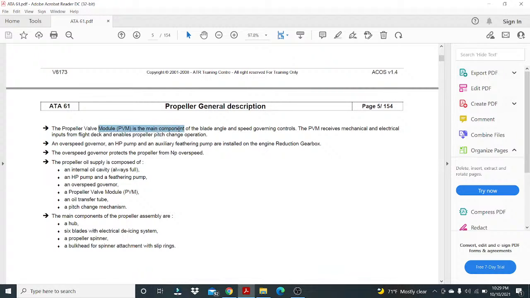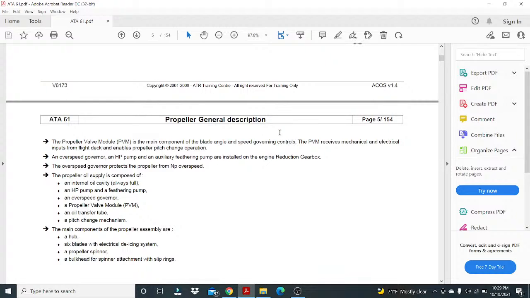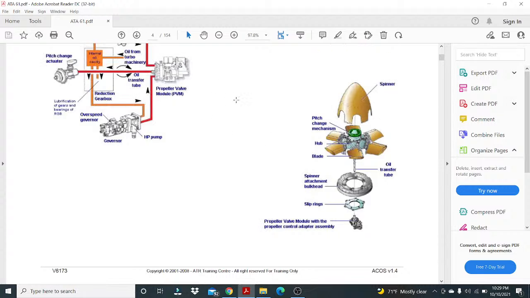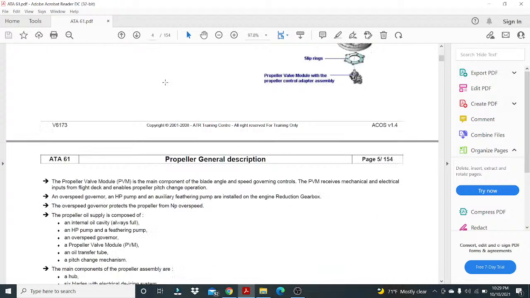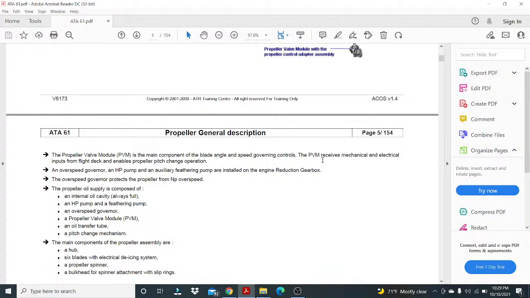The propeller valve module is the main component of the blade angle and speed governing control. So this is the PVM, which receives mechanical and electrical inputs from the flight deck and enables propeller pitch change operation, right?